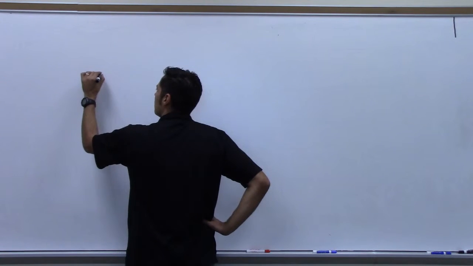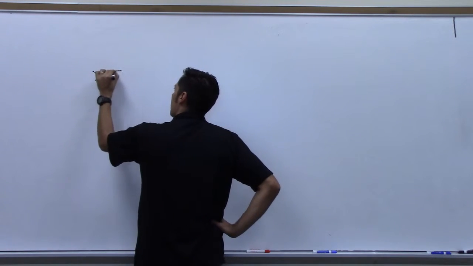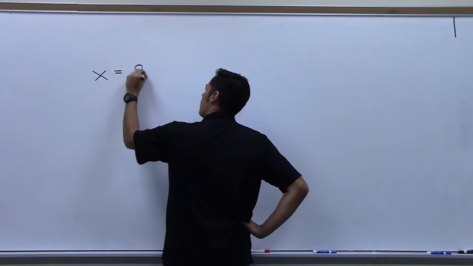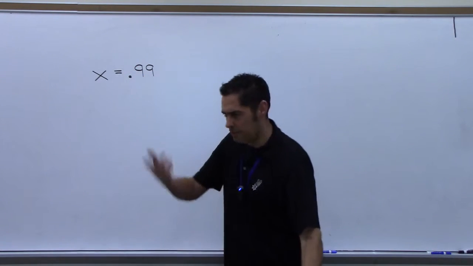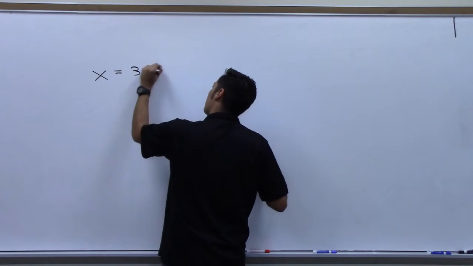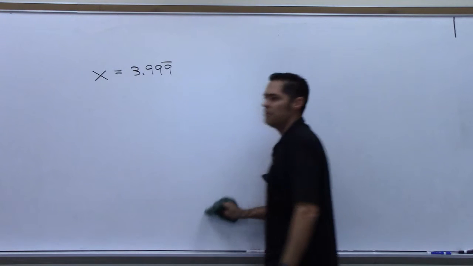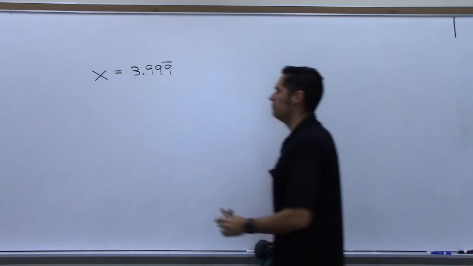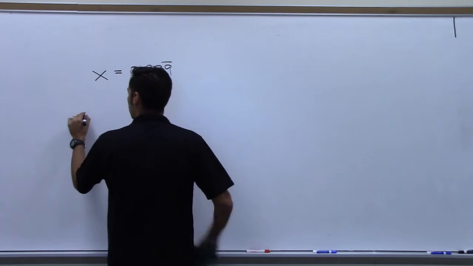I'm going to tell everyone in the class right now, x is 0.99. Well, I'll do the 4 since you want me to do the 4. x is 3.999 forever with the bar, right? Everyone? That's x. All right. Just let me know if you disagree at any point.